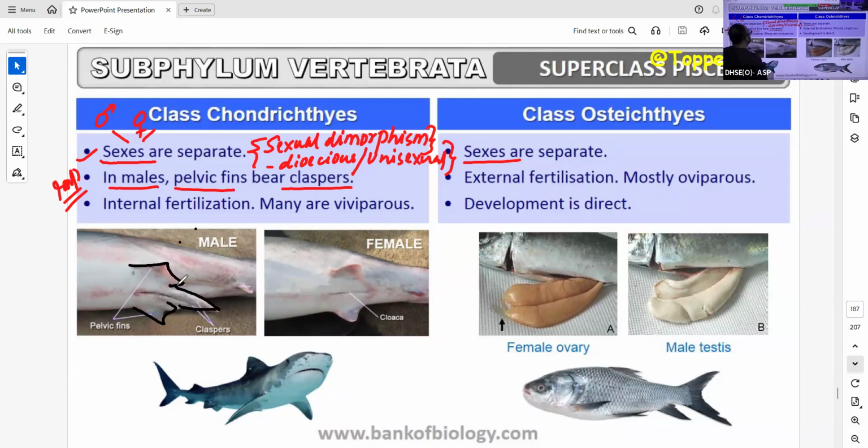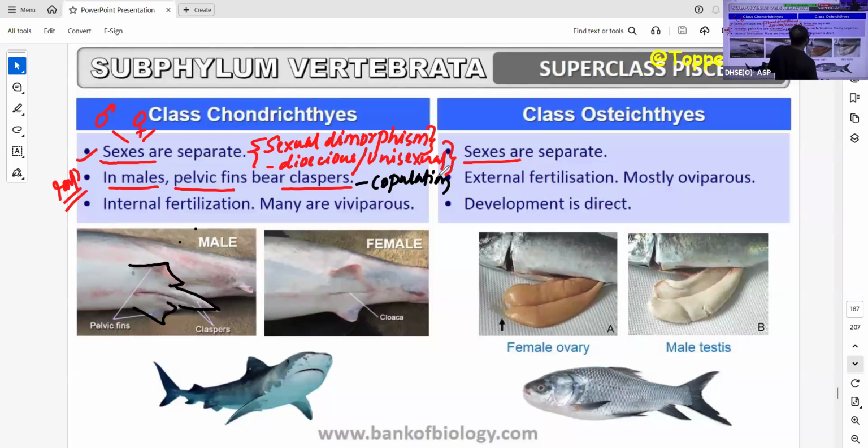Now, what is the basic purpose of the clasper? The basic purpose of the clasper is to help in copulation. Copulation implies that as the male transfers the sperms into the female genital tract or reproductive tract, the claspers hold the female in the proper position such that the insemination can be carried out. This is the basic purpose of the claspers.